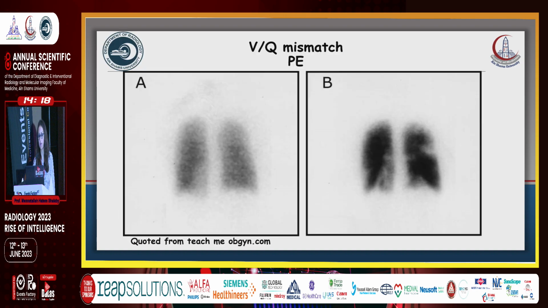This is a case of pulmonary embolism where there is a mismatch between the ventilation images and the perfusion images. There are segmental defects in the right lung as well as the left lung.